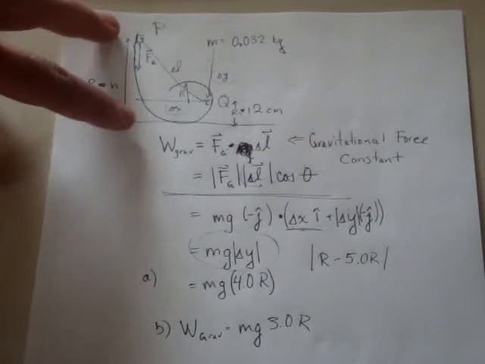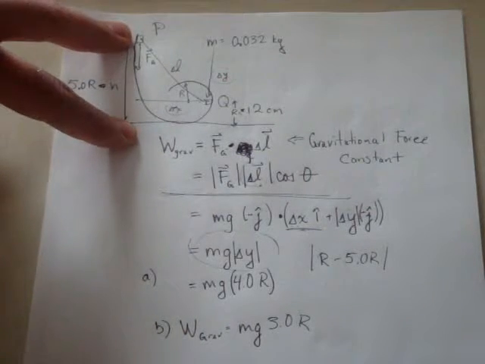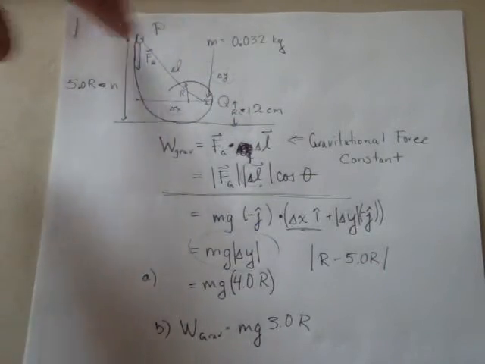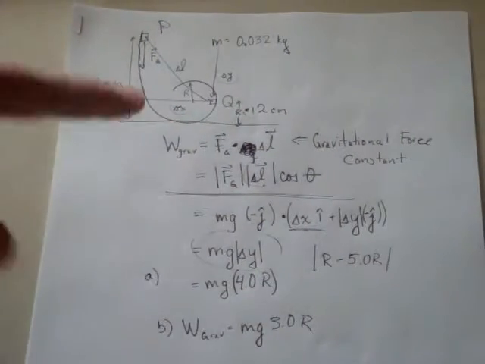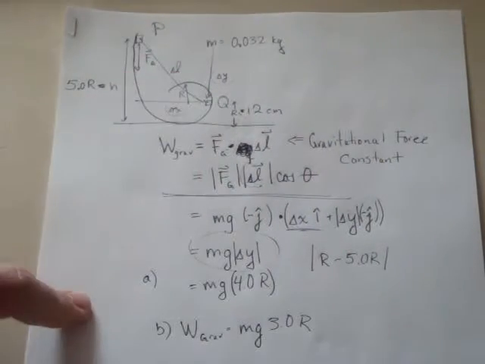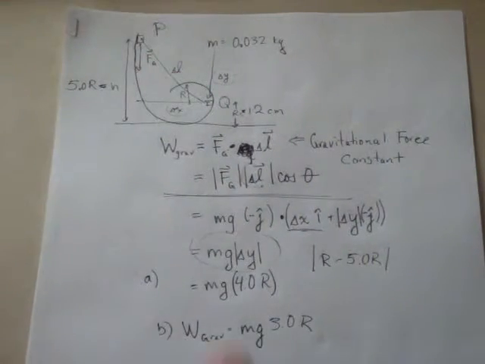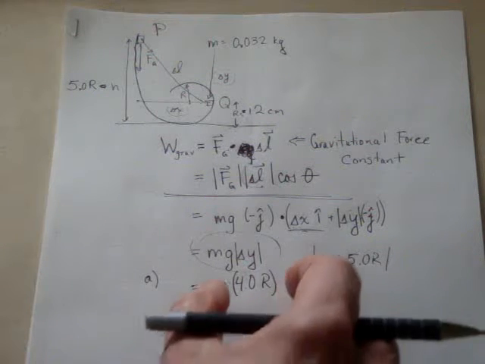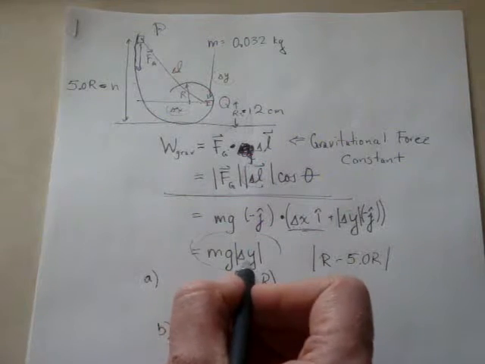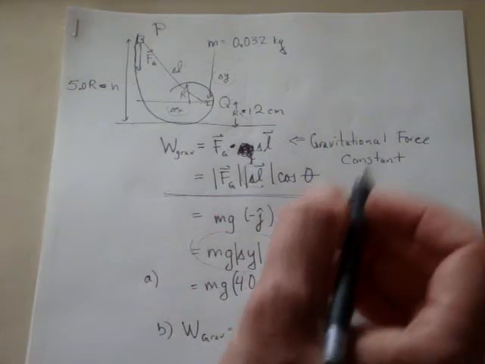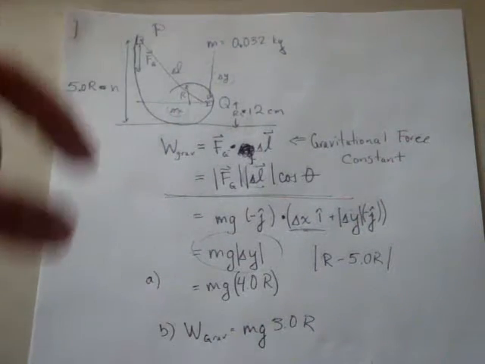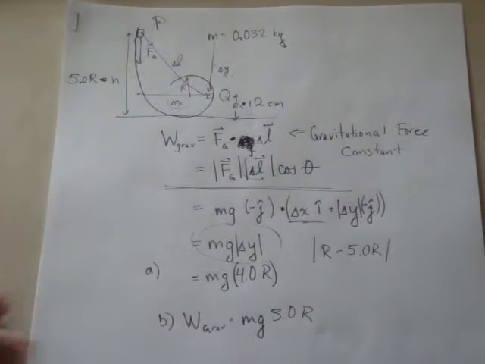You could also, if you wanted to, break this into parts and look at the work done by the gravitational force as it goes from its highest point to its lowest point, and then again look at the work done by the gravitational force as it goes from its lowest point to its highest point. That would be fine. You would be able to find out exactly what this is. What you would do is take mg times 5r minus mg times r, right? So you'd be taking those in different pieces, and that's fine if you feel more comfortable doing that.